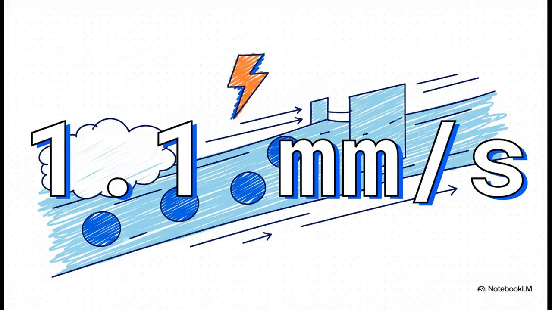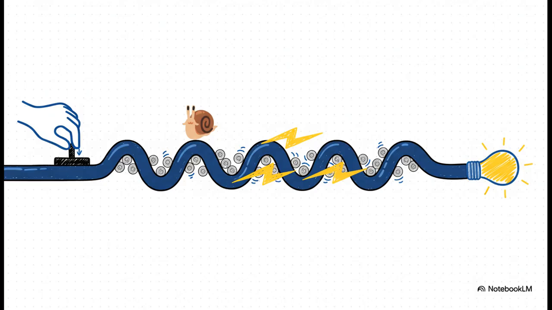I'm not making this up. This is from a calculation right in your textbook. Isn't that just unbelievable? So, wait a minute. This raises a big question. If the electrons are moving slower than a snail, why does your light bulb turn on the instant you flip the switch?